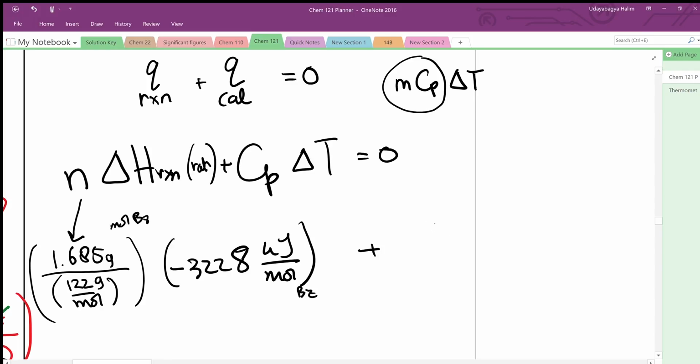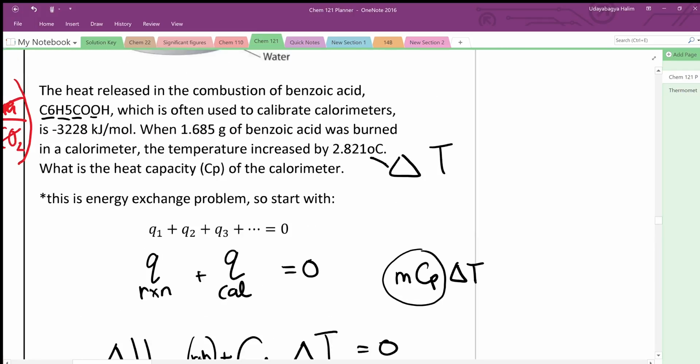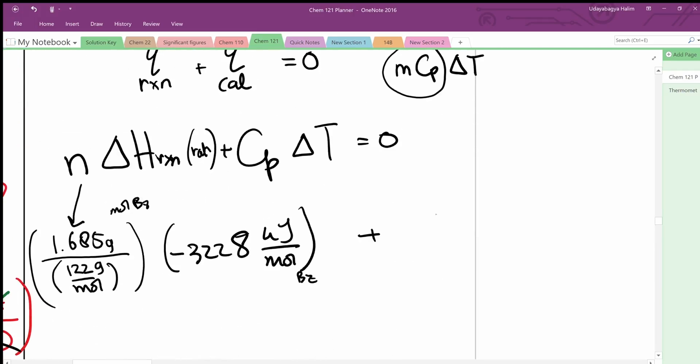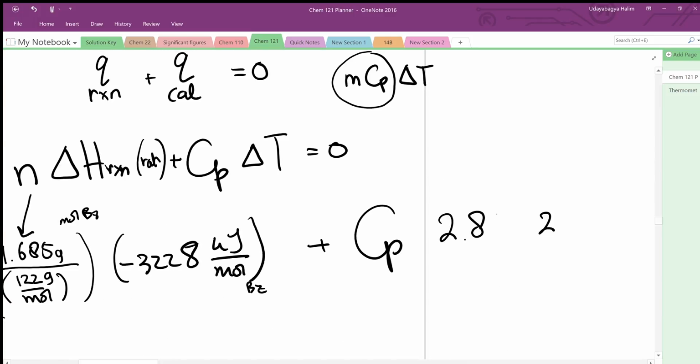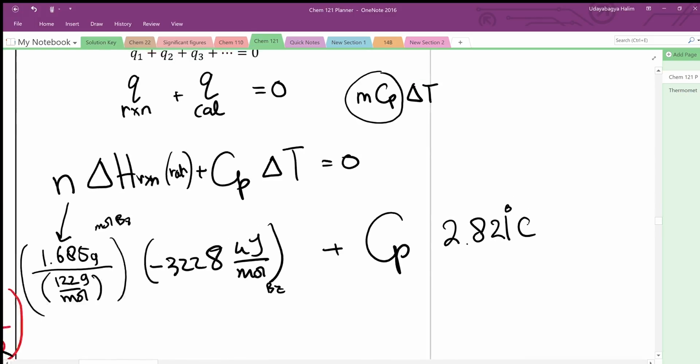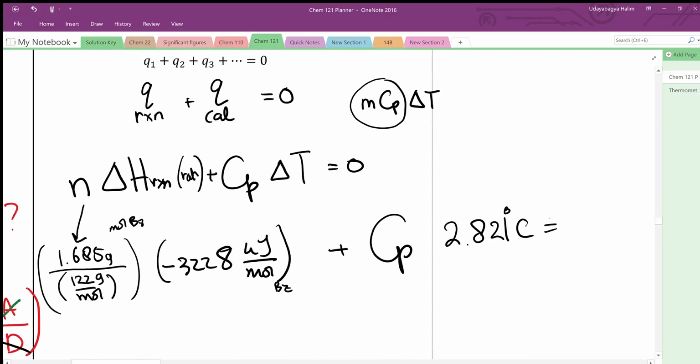Plus Cp, which is actually what we're trying to find out, Cp times delta T, and the delta T is 2.821 degrees Celsius. Okay. And the sum of which is going to be equal to 0.